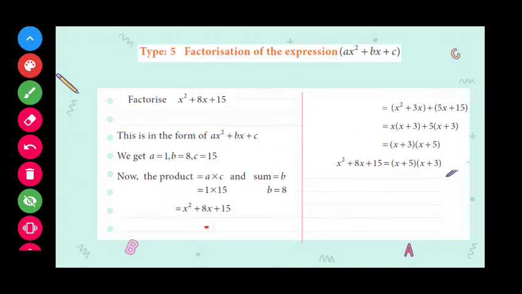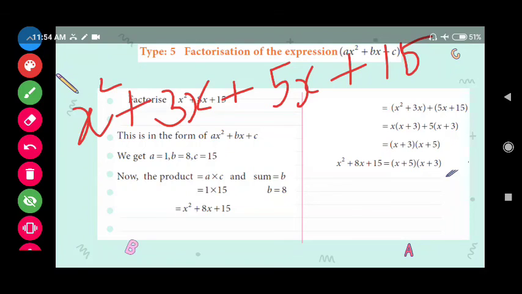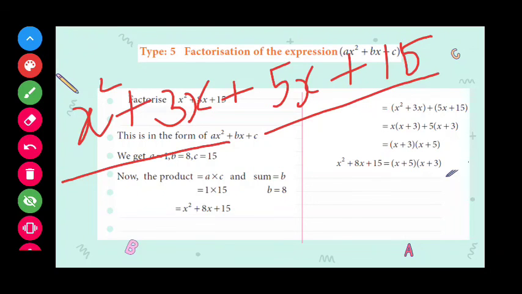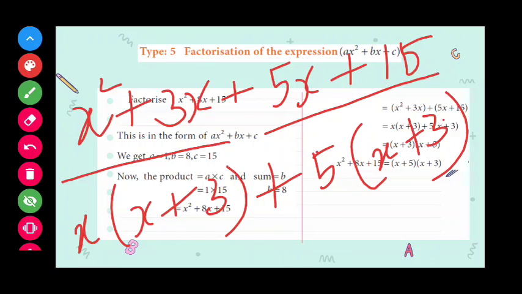So in place of 8x we can substitute 3x and 5x. So x square plus 3x plus 5x plus 15. Now in the first two terms we can take x common, and the remaining is x plus 3. From the next two terms we can take 5 common, and the remaining is x plus 3, because 5 into 3 gives you 15. This is the next step.